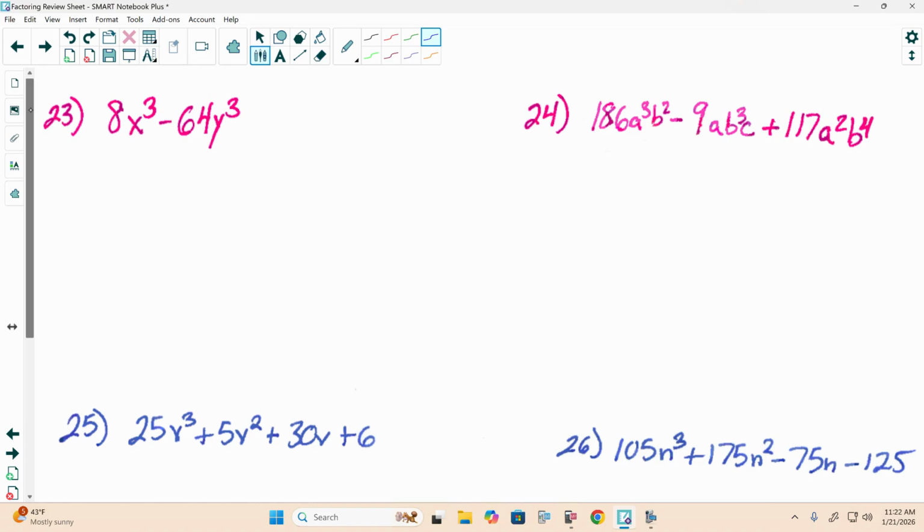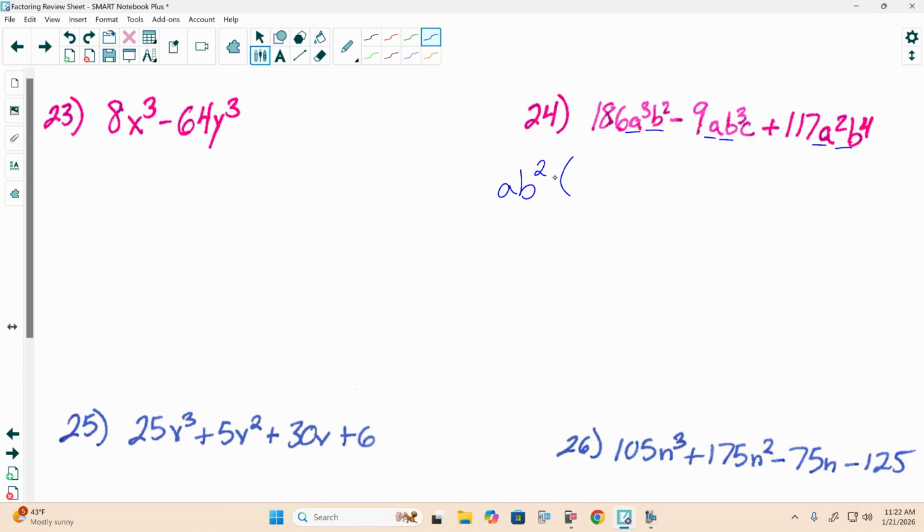So if we look at this here, we can start off with the variables. All 3 do have a in common. Yes? So a cubed, a squared, well, the smallest exponent attached to a is 1, so the most I could factor out of all 3 is just a. Now we do have b squared, b cubed, and b to the 4th. Well, the most we can factor out is b squared.